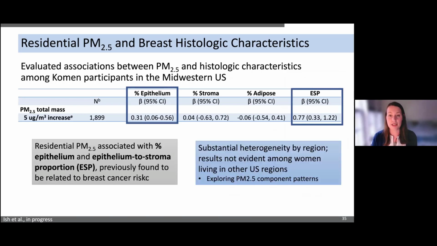But this is really only evident among the Komen Tissue Bank participants in the Midwest. And we see substantial heterogeneity by region, and these results are really not evident among women living in other regions. And the Komen Tissue Bank started at Indiana University, and so really a lot of the participants are concentrated in the Midwestern US. They've had sites now outside of it, but we really don't have the power to investigate these other regions very well. But I think this is another example really demonstrating how heterogeneous PM2.5 is and how this may really play a role in breast cancer risk. So we're currently continuing to explore PM2.5 component patterns among these women and trying to elucidate what PM2.5 components might be driving these associations.